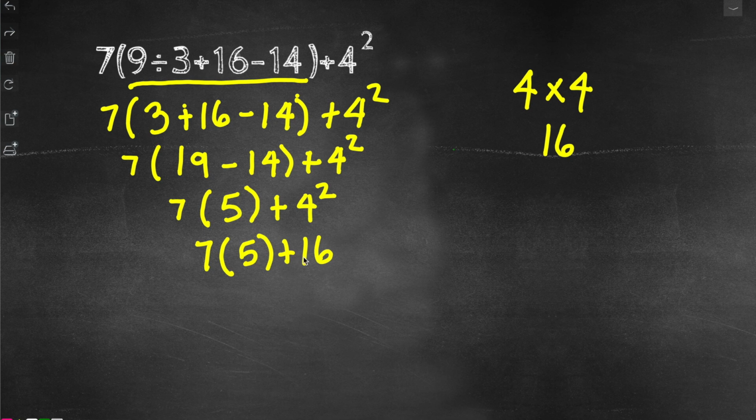My next operation now, I have multiplication and then I have addition. So I need to do my multiplication. 7 times 5 is 35. And then everything else drops down, plus 16. And finally, I do 35 plus 16, which equals 51.